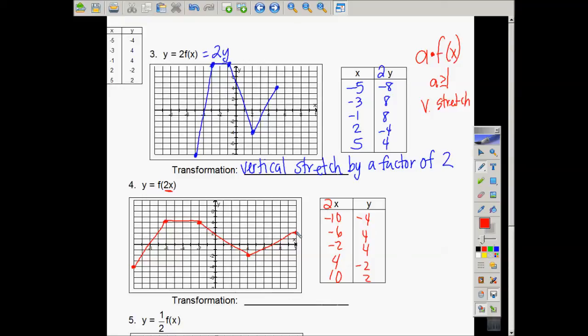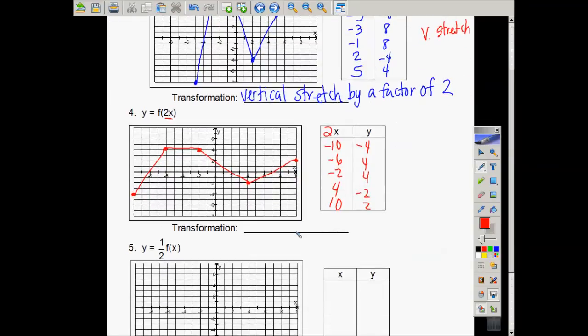All right, so what happened here? It's stretched out. Okay, and out, what is it? Horizontally. There we go. So I had a horizontal stretch.